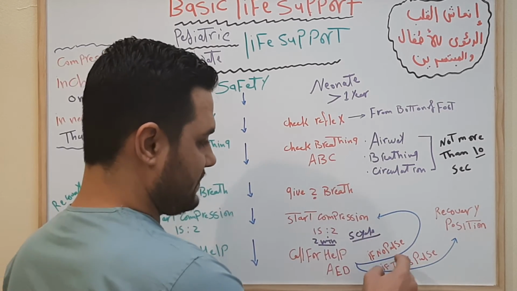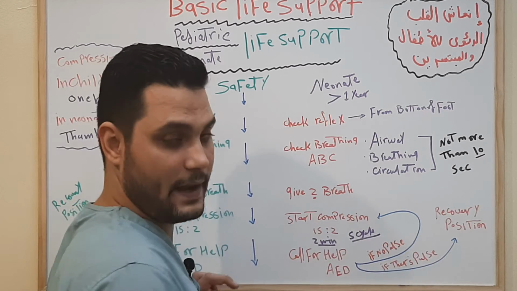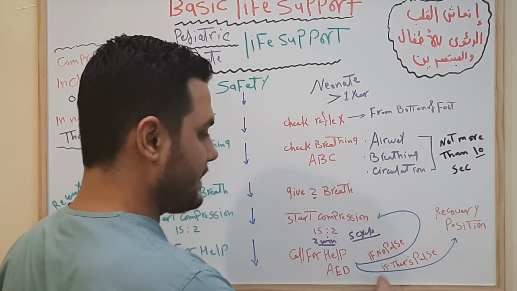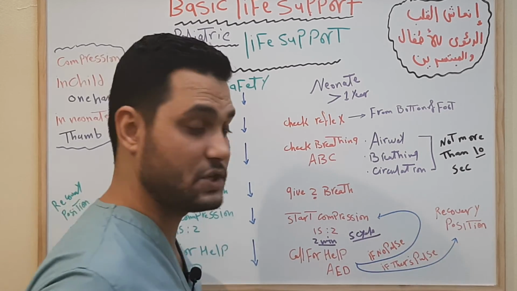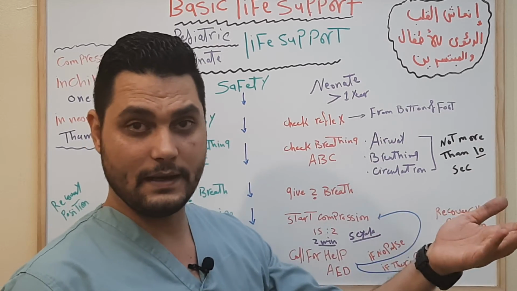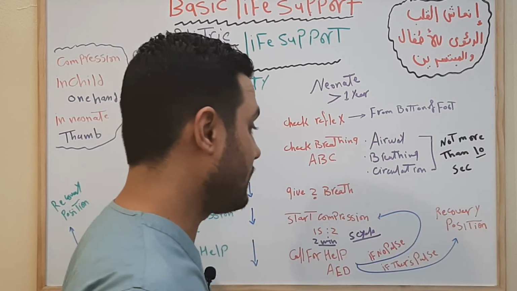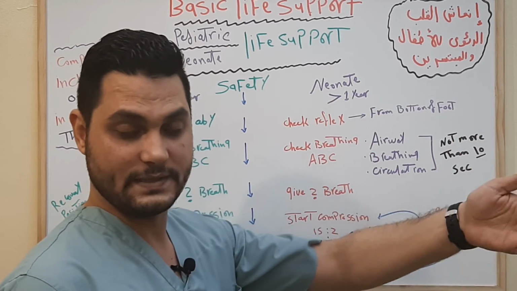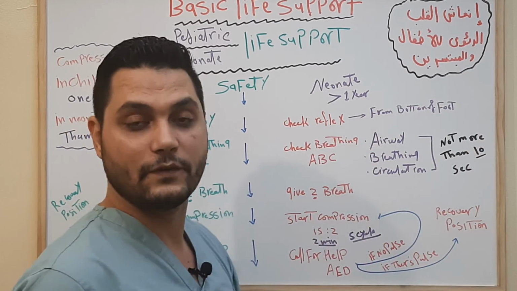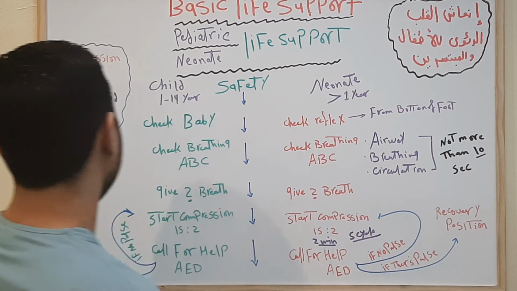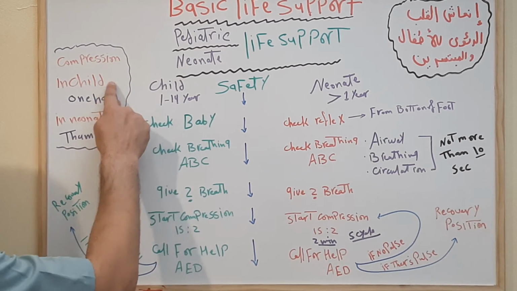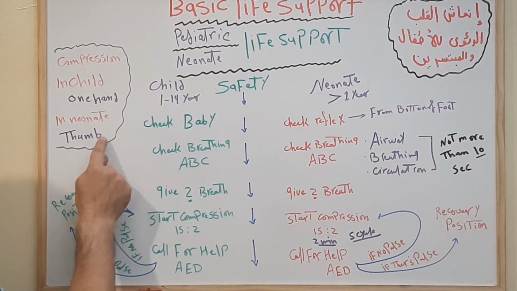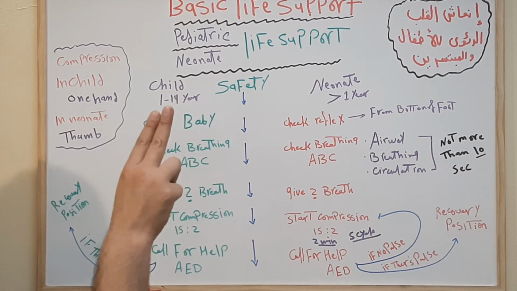When we check, if there is no pulse, we will continue CPR again. If there is a pulse, we will put the baby in the recovery position until the ACLS team attends, or if you are at home or at the beach or anywhere, you will wait for the ambulance to come. As we said, compression in the child is by one hand, and in the neonate by thumbs or two fingers.